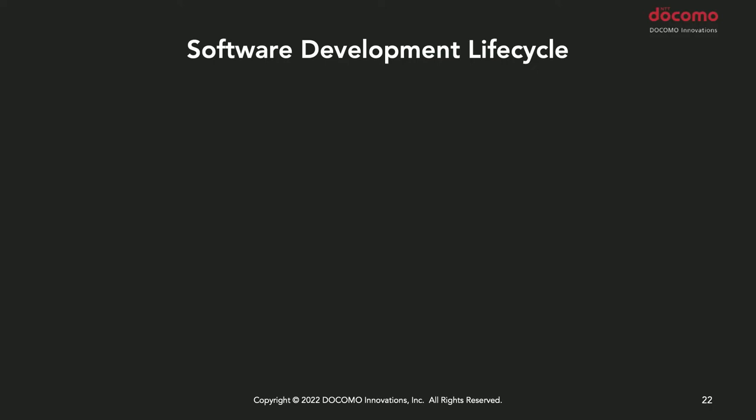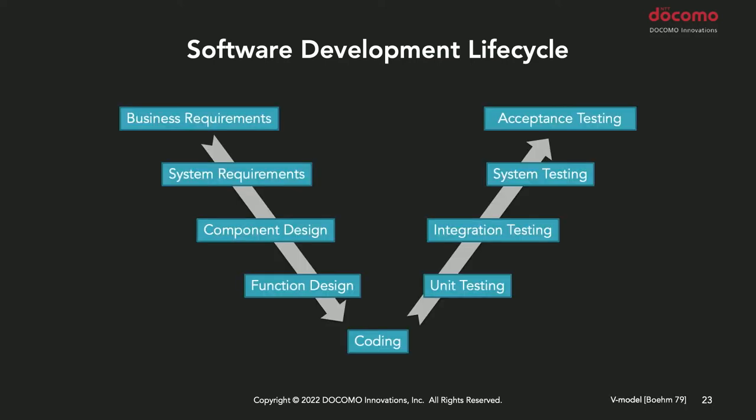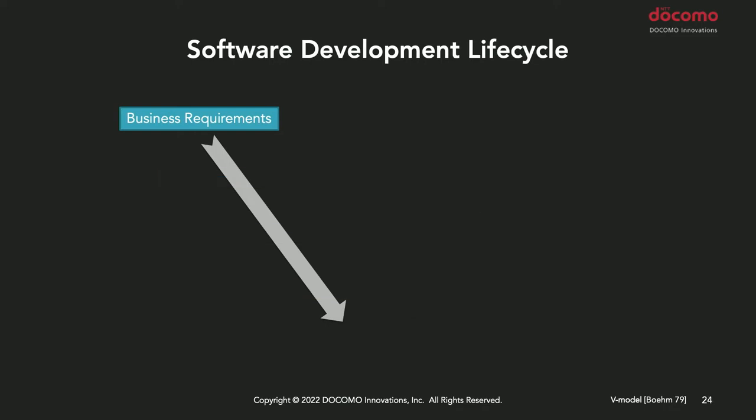To understand the position of design, coding, and testing, I'll introduce this V model for SDLC, which stands for Software Development Lifecycle, because it is easy to explain the relationships among design, coding, and test phases. Of course, it's not aligned to agile development, but the basic concept is almost the same. Software development starts with getting business requirements from our customers and also system requirements. Then we move on to software component design.